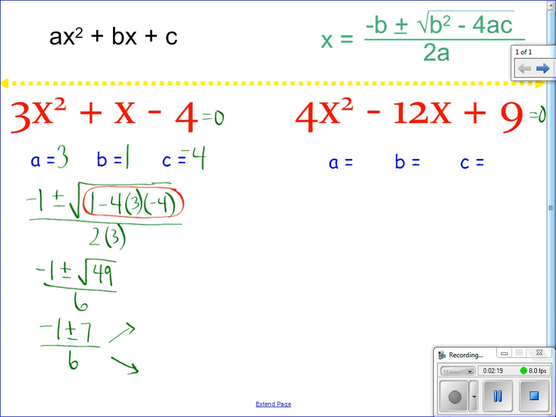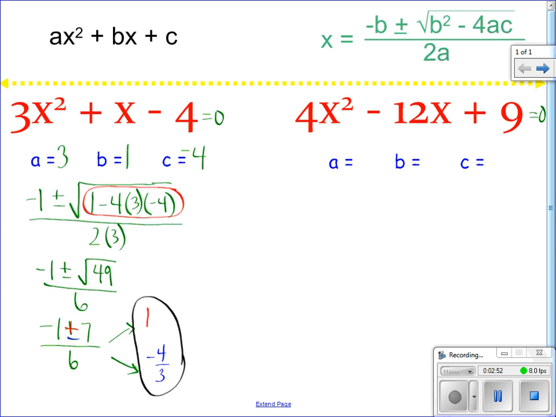So looking at this, we'll do one at a time. We'll do -1 plus 7 divided by 6, which would be 1. And then we'll do the other one, -1 minus 7, which is -8 over 6, which simplifies to be -4/3. Okay, so those are your 2 answers for this problem. -4/3 and +1.